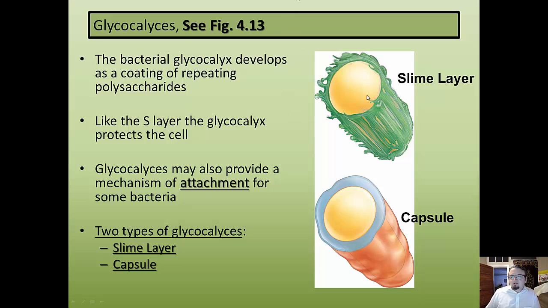You have two basic types of secretions. One is called a slime layer, the other is called a capsule. The difference is whether that secretion is really thick and tightly attached to the cell, such as a capsule, or whether that secretion is a looser and less tightly bound secretion, like you see here in the slime layer. So the terms here actually apply quite well. The slime layer represents the looser secretion, whereas the capsule represents kind of a tighter, thicker secretion.